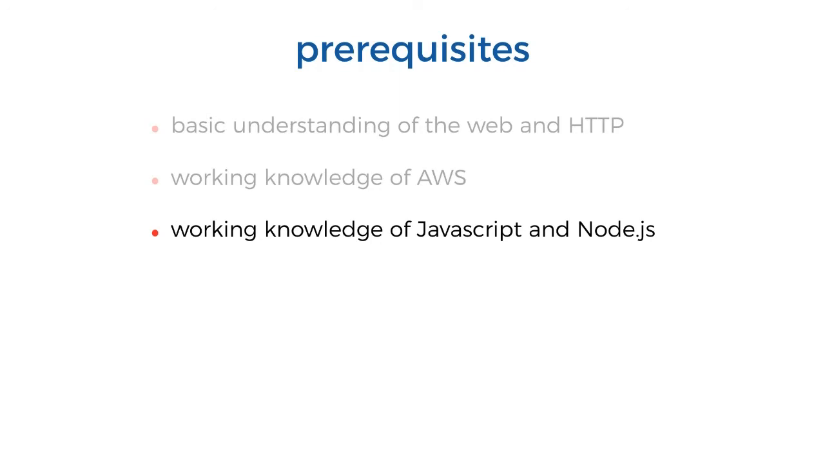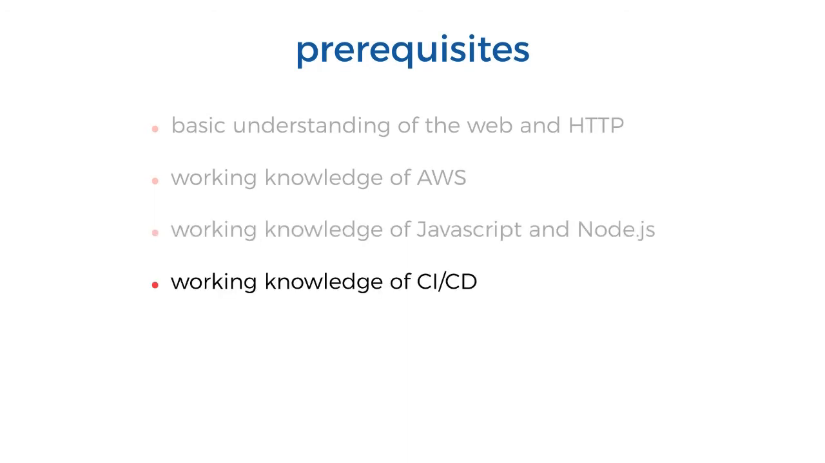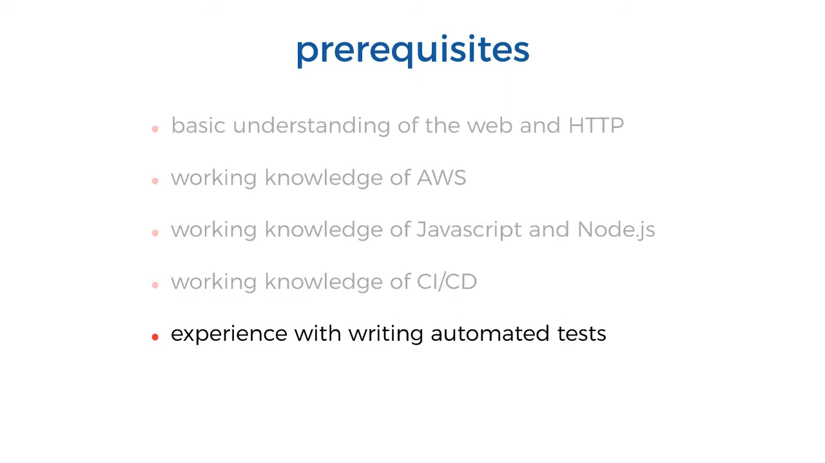The ideas you will learn in this course are language agnostic, but as we will be using Node.js to demonstrate those ideas, you will also need to have a basic understanding of JavaScript and Node.js. You don't need to be an expert at either, but you do need to be familiar with JavaScript syntax, how to work with variables, loops, conditional branches, modules, and how to add and remove dependencies using NPM. You should also be familiar with the concept of continuous integration and continuous delivery, or CI/CD, and have used a CI/CD pipeline before. Finally, you should have experience with writing automated tests.